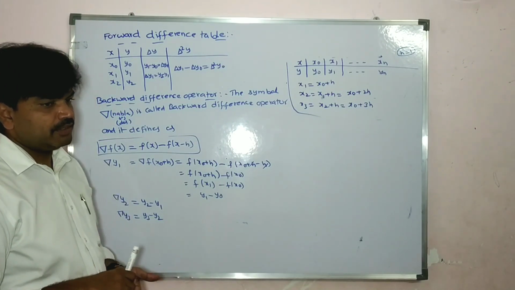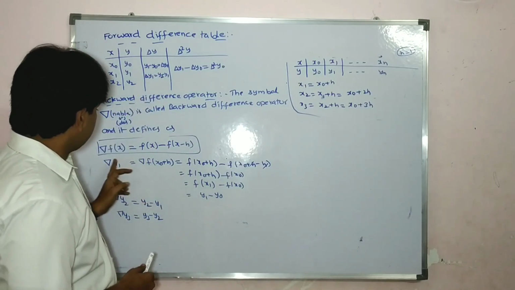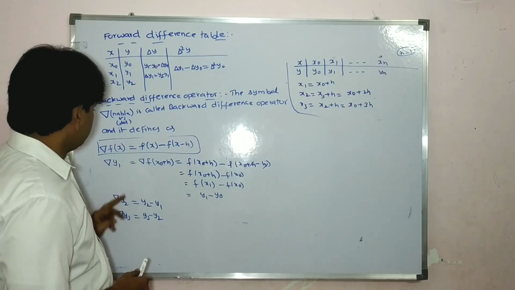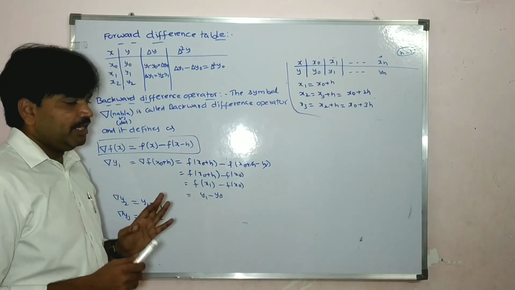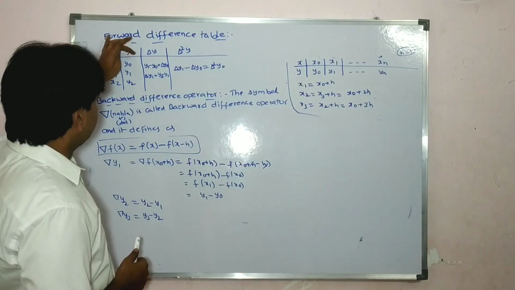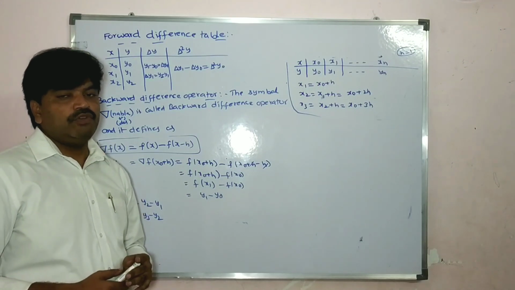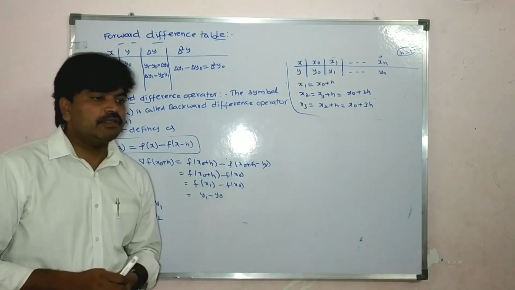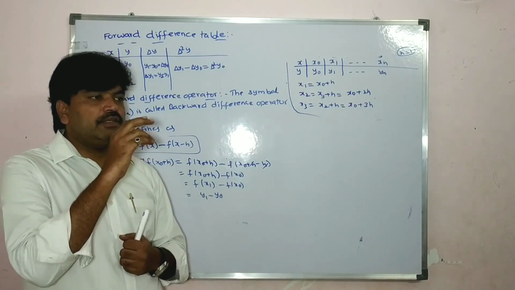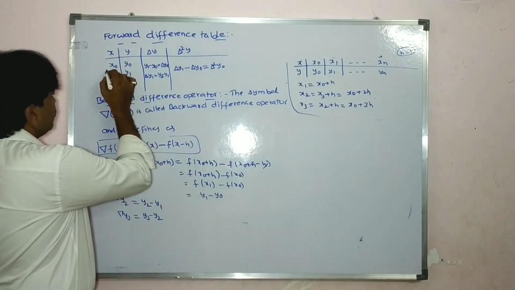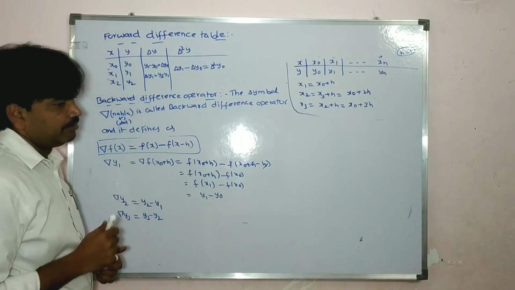Now see students, in the backward table it is also the same. y1 minus y0 is nabla y1. Nabla y2 means y2 minus y1. The main difference is that forward difference means we are taking the top value, backward means we are taking the values below. Whenever the value is at the top, we apply forward difference, and whenever it is at the bottom, we apply backward.